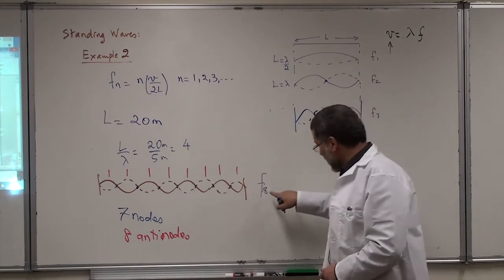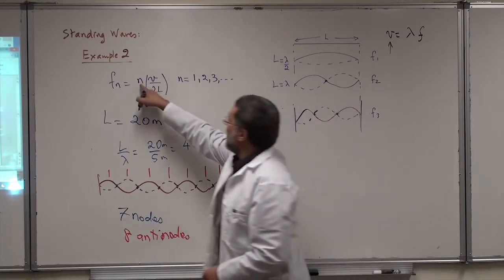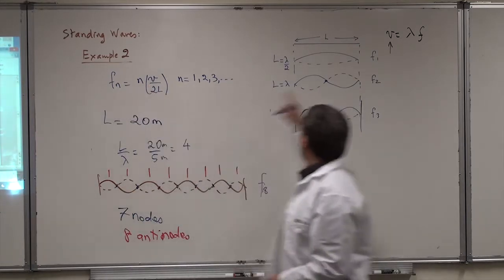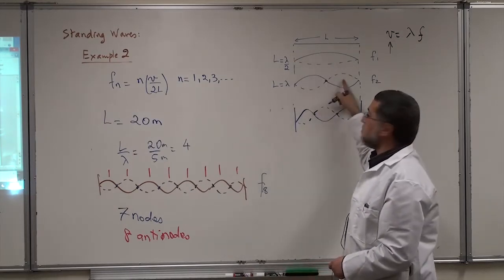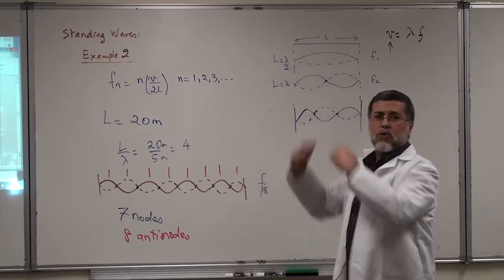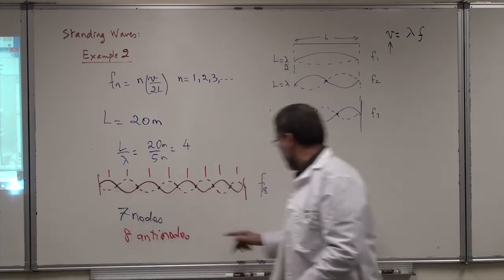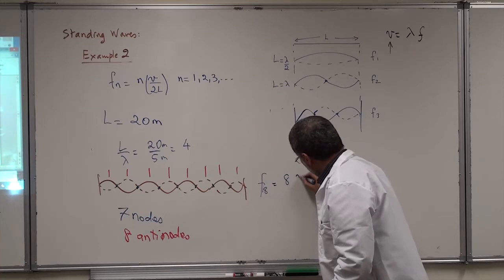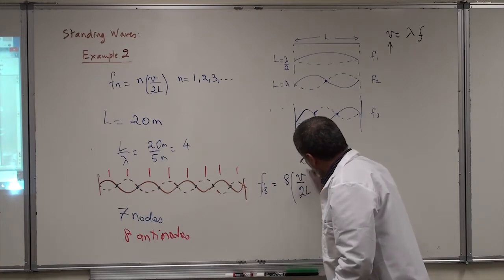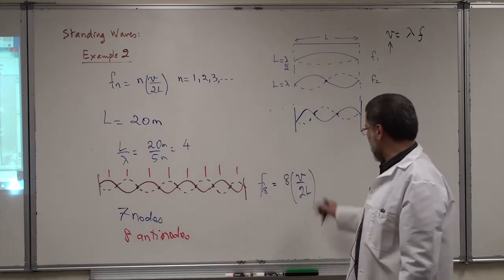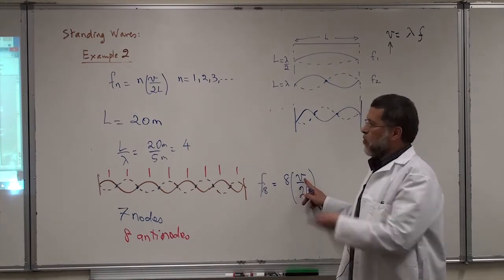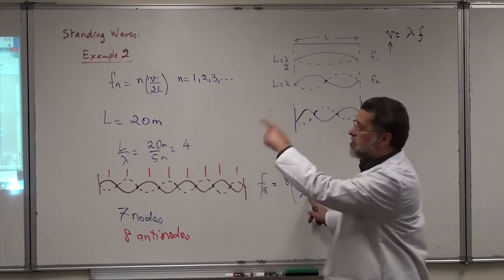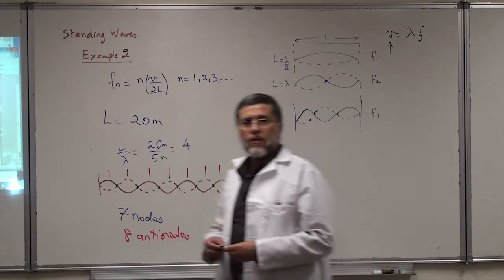Because I told you, the N here is the number of segments you have, okay? If it is F1, you will have only one segment. If it's F2, you have 2 segments. F3, 3 segments, and so on, okay? So I have 8 segments here, which means that's the 8th resonant frequency, which is 8V over 2L. Now, if I was given the speed of the wave, I can find this frequency because the L is given to you, 20 meters, okay?